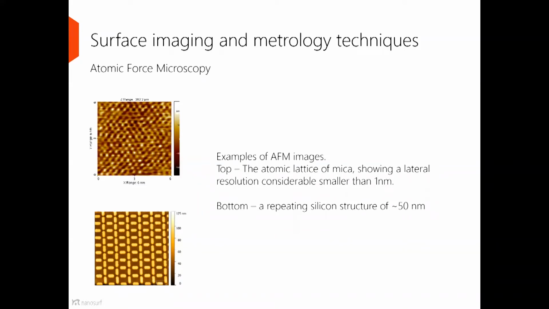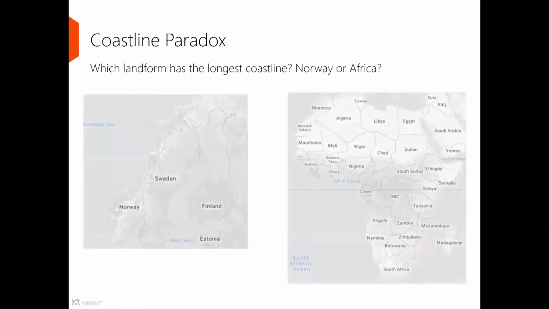And we can also look at larger items as well. So this is a repeating silicon structure. It has a height of about 50 nanometers. It actually has an XY displacement between each of those little pads of about 50 nanometers as well.